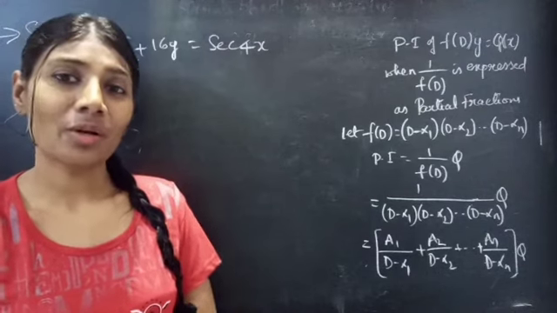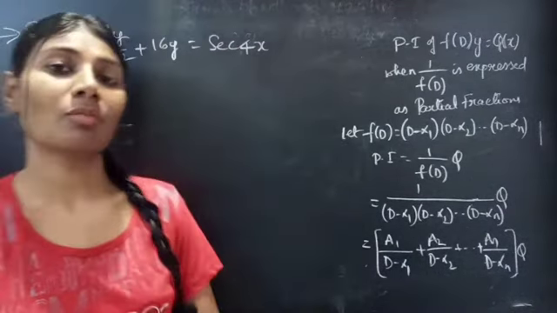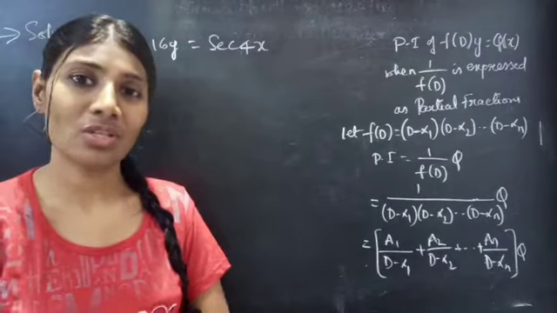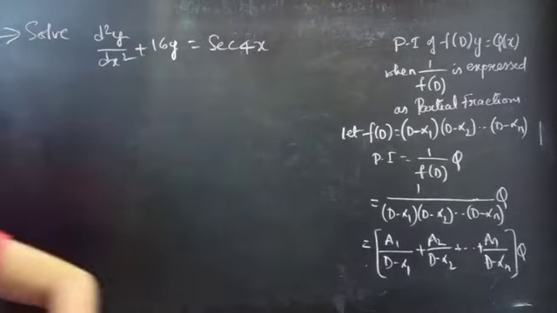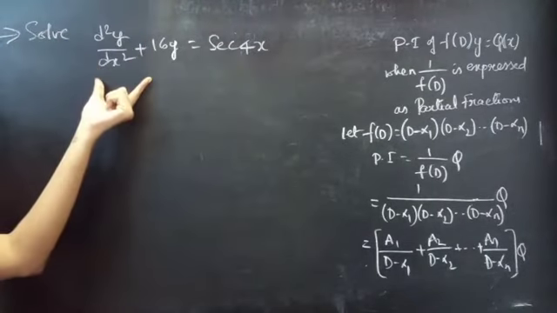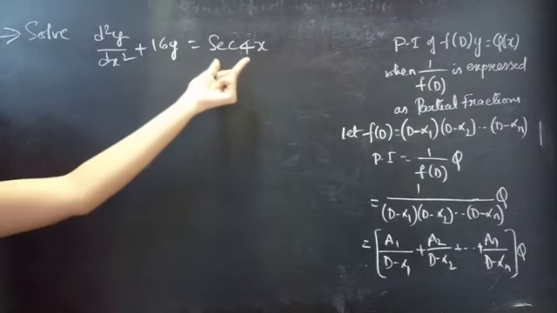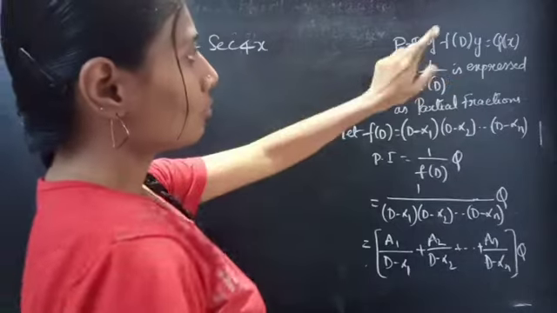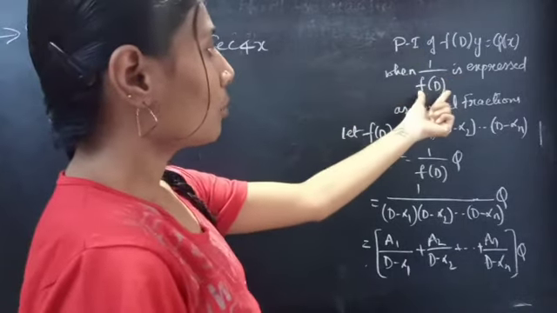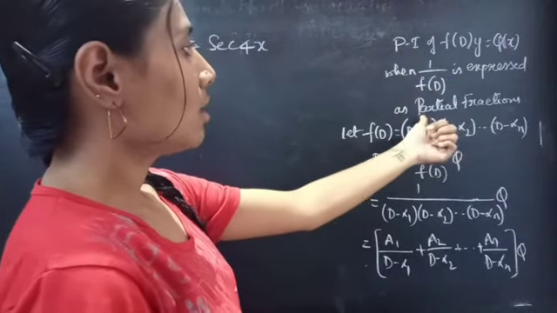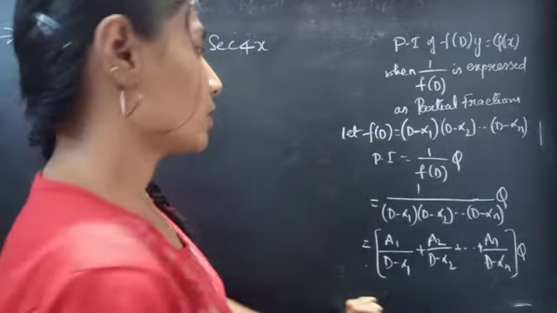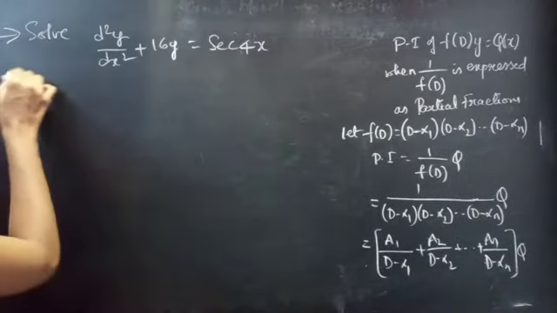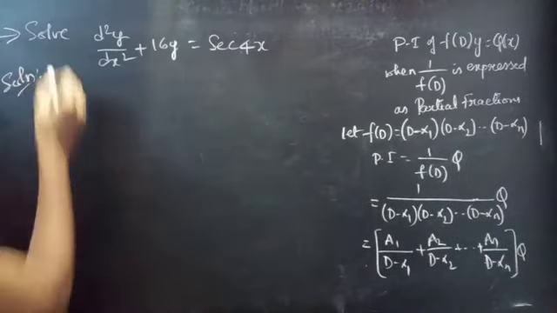In this video, we are going to solve a differential equation from higher order linear differential equation. So let's get going. Problem: solve d square y by dx square plus 16y equals secant 4x. So here we are going to express the 1 by f of D as partial fractions. Solution.